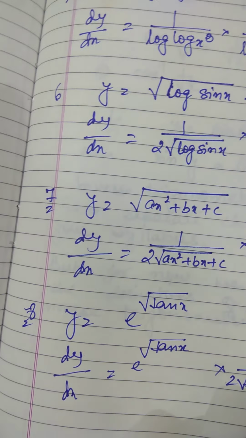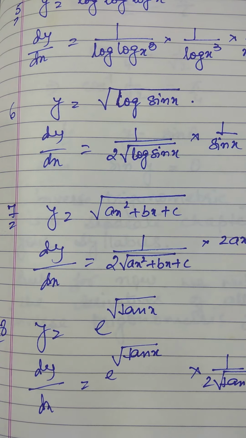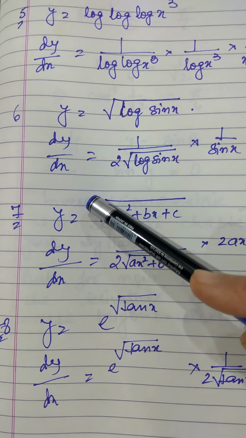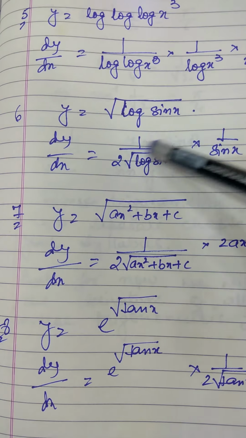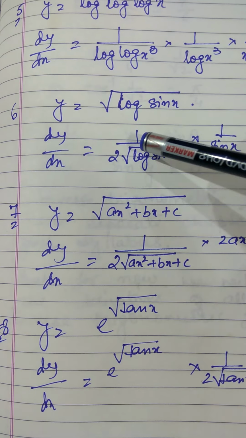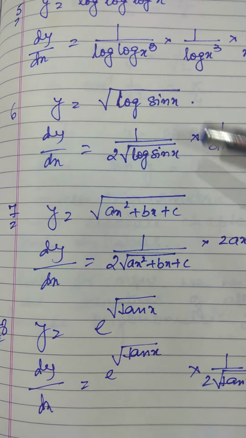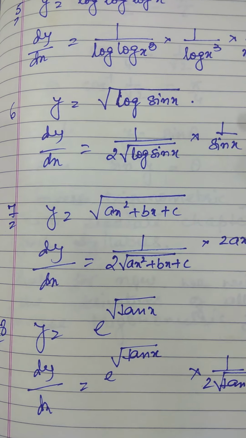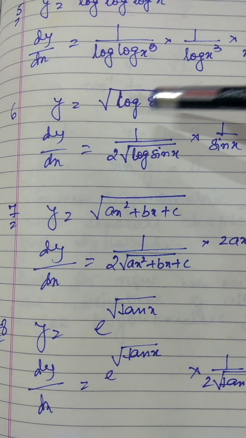Another one, y is equal to root log sine x. So dy by dx is, first we'll take this as a whole, root of log sine x, 1 upon 2 root log sine x. Then we'll differentiate log sine x, that is 1 upon sine x. And then we'll differentiate sine x.